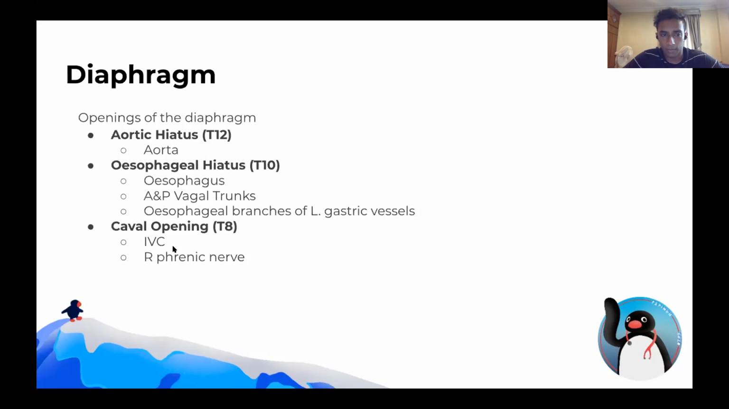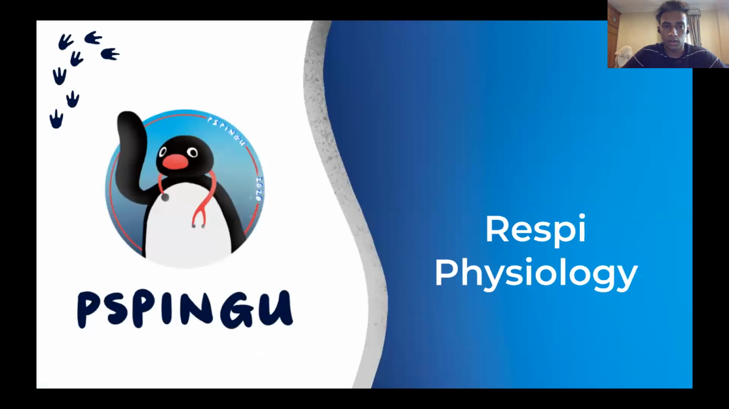And for your caval opening, it's your IVC as well as your right phrenic nerve. So it's very important to remember which opening the right phrenic nerve passes through, as well as which opening the vagal trunk passes through, because again, Monash has tested it. So that's a short introduction into clinical anatomy, and now we'll be moving on to physiology, which Ernest will be taking over from now.